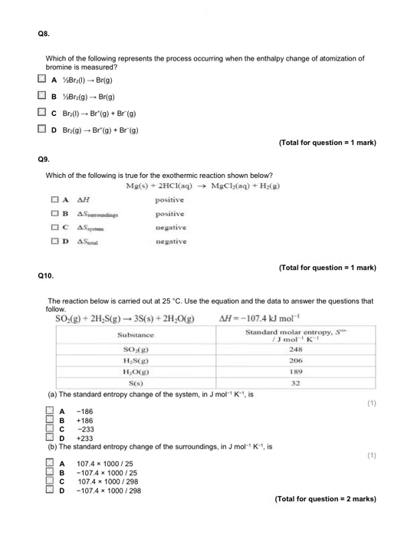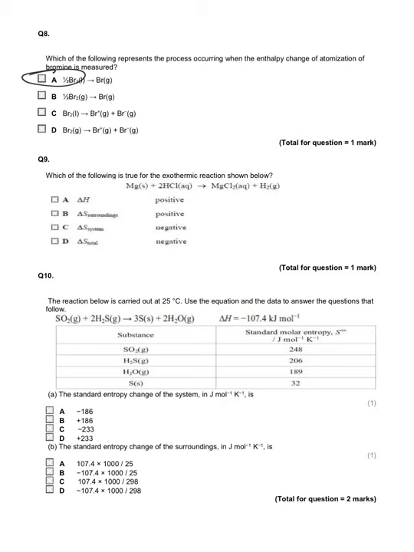Then question 9, which represents the process occurring when the enthalpy change of atomization of bromine. Remember, the atomization is to make 1 mole in the gaseous state from the standard state, so that's A. Obviously B looks very close, but bromine doesn't start as a gas.